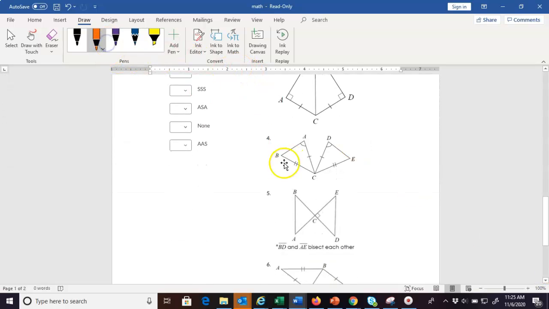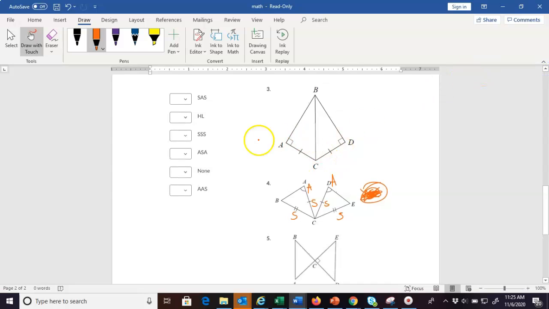Let's see, what do we have marked? We have a side and an angle. We also have ASS. Now, this is mildly inappropriate, but I always tell my kids there's no ASS in math. I write it once and then I cross it out. There is no ASS postulate. You can also see there's nothing in the list that would match SSA or ASS. So this would be none.